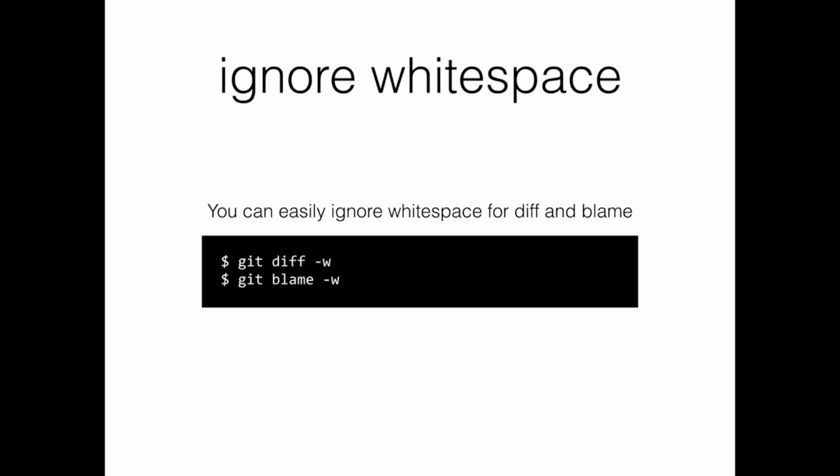Number five. This is a short one. Ignore white spaces. Looking at diffs on the command line can be challenging. I know the feeling, but it's getting easier most of the time if you just ignore white spaces. And you can easily ignore white spaces for git diff and git blame as well. Just add -w and the white space will be ignored. Super simple, but comes in super handy.